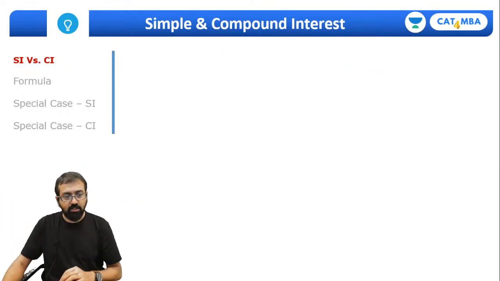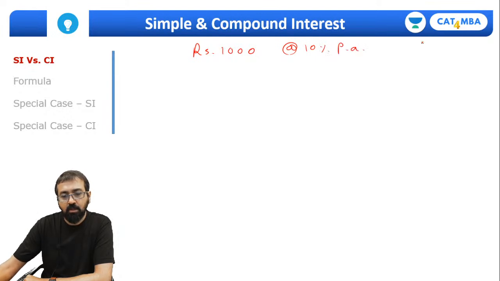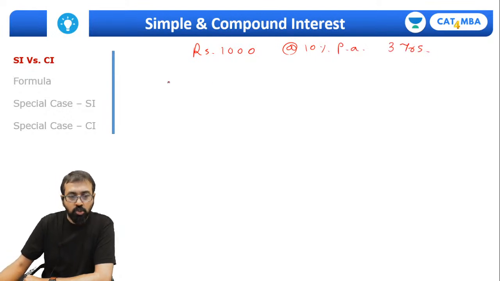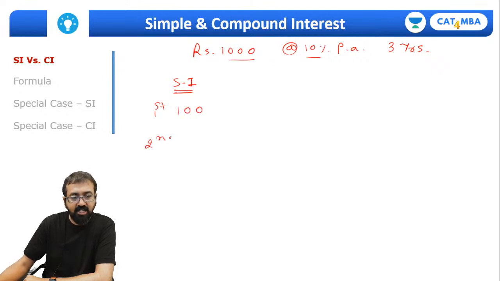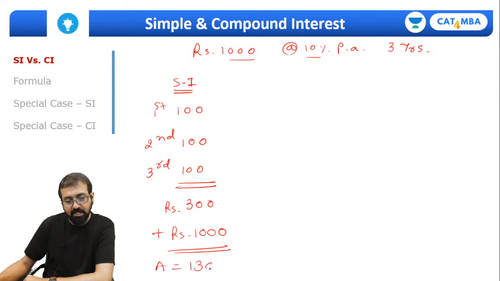Let me show you one calculation, everyone. Suppose I borrowed 1000 rupees from a bank at 10% rate of interest per annum, for a period of 3 years. If I borrow at simple interest, the calculation will be like this. The interest for the first year will be 10% of 1000, which is 100. Interest for the second year will again be 10% of 1000, that is 100. Interest for the third year will also be the same, 10% of 1000, that is 100. So for the 3-year period, I'll pay total interest of 300 rupees plus the principal of 1000 rupees. I'll have to pay back 1300 rupees.